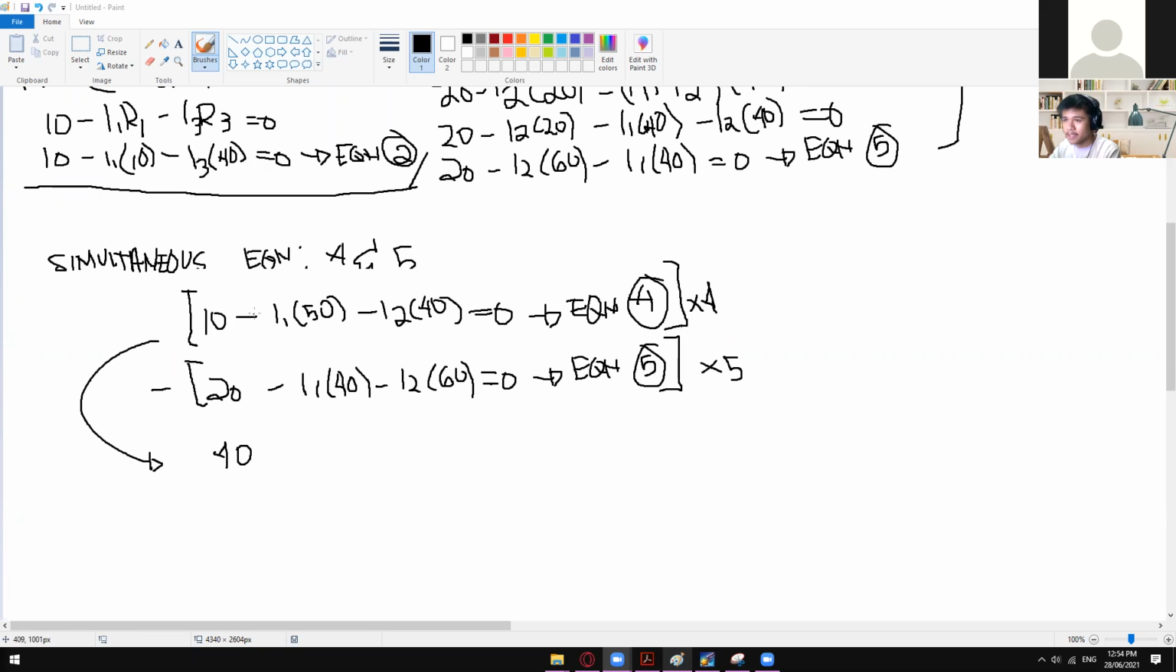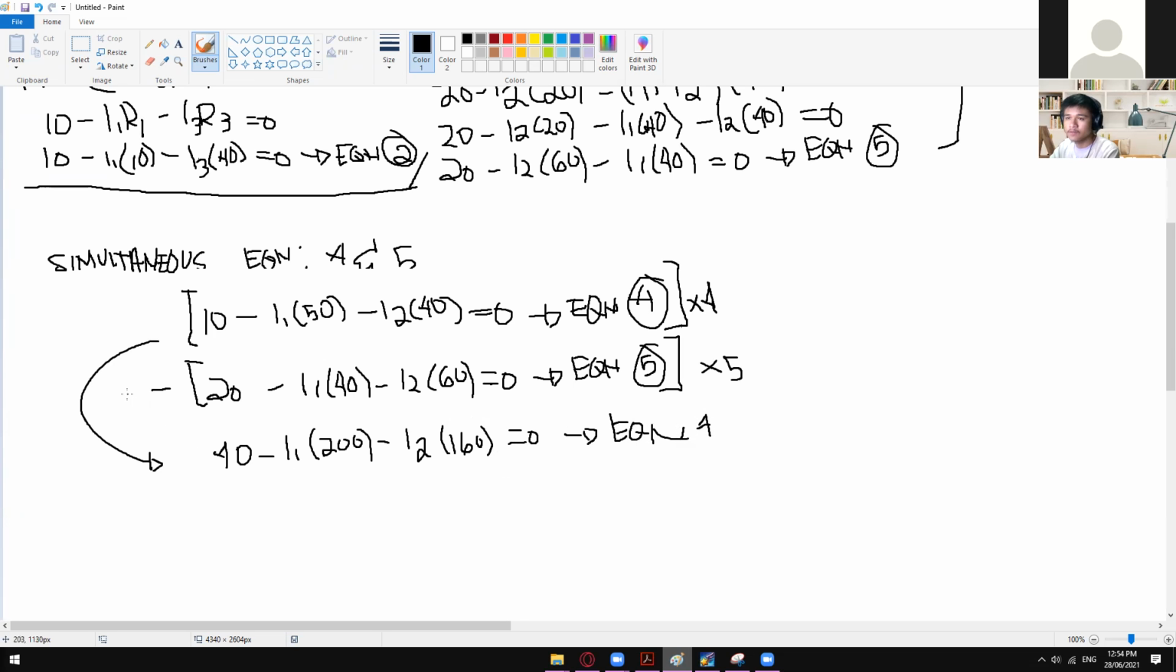So again, just multiply this equation by 4. So 10 times 4 will become 40, and still a negative minus I1. So 4 times 50 will become 200, and then still negative minus I2. And this one will become 160, so 40 times 4 is 160, equal to 0. So this is now our equation number 4.